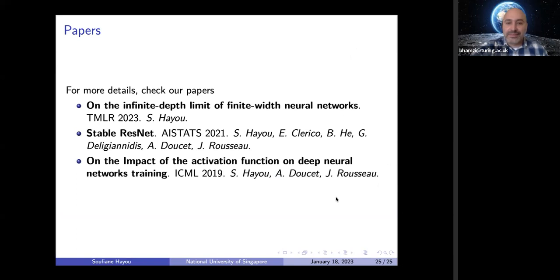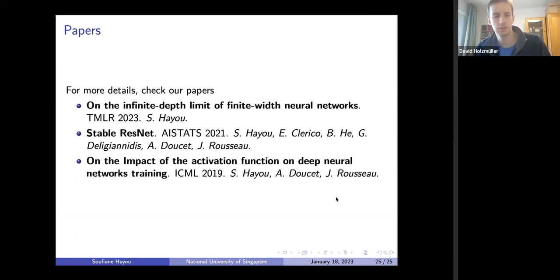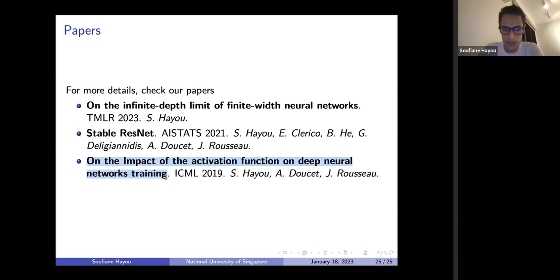Is it easy to compute this edge of chaos for new activation functions? Oh yeah. So is your question how to compute the edge of chaos, like the sigma_w and sigma_b? Yeah. So it's really easy actually. We have an algorithm. If you check this paper here on the impact of the activation function, we provide an algorithm to exactly compute the edge of chaos for any activation function.